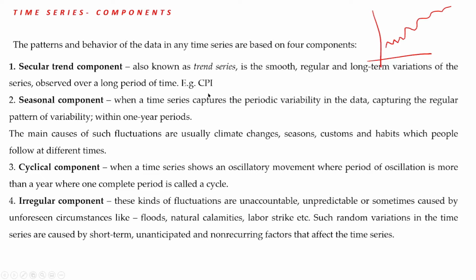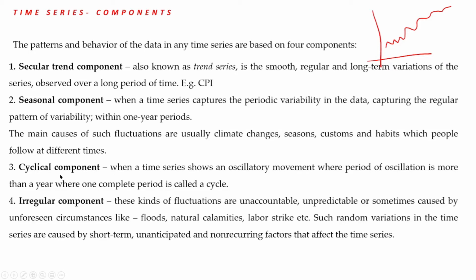Say for example, consumer price index, it may show an increasing trend. Next we have seasonal component. When a time series captures the periodic variability in the data, capturing the regular pattern of variability within 1 year periods, then it is called seasonal component. Now if we see the sale of ice creams, then we can see that in every year the sale is high in summer and it is low in winter. So that component which is captured using the time series data is called the seasonal component. The main causes of this component may be climate change, seasons, customs and habits which people follow at different times.